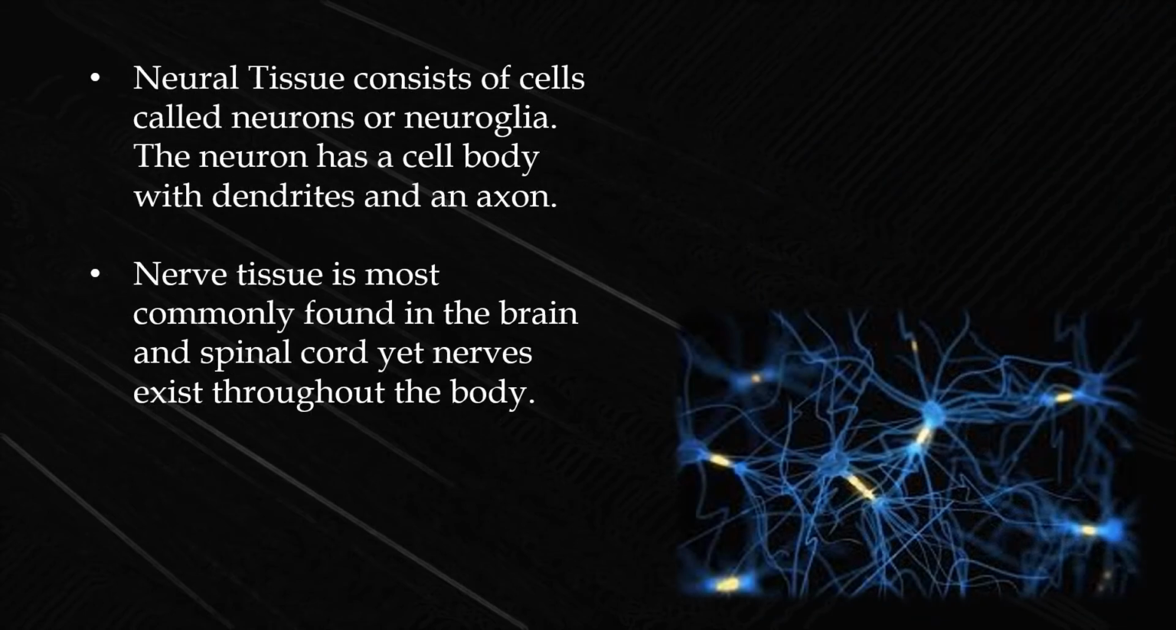Neural tissue consists of cells called neurons or neuroglia. The neuron has a cell body with dendrites and an axon. Nerve tissue is most commonly found in the brain and spinal cord, yet nerves innervate or exist throughout the body.